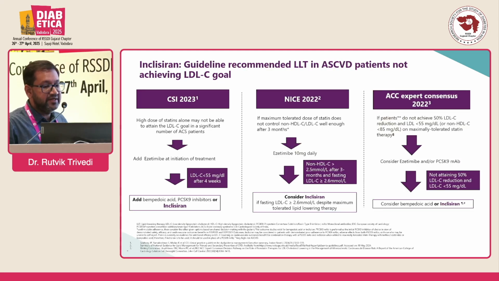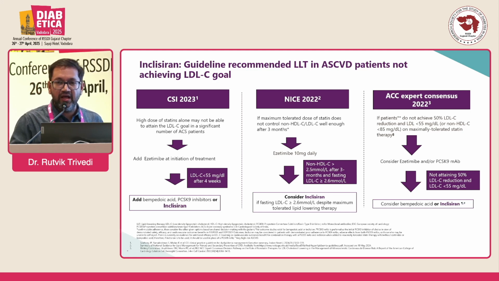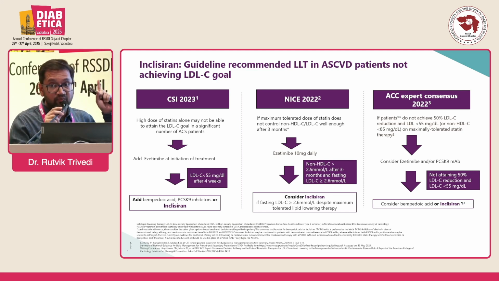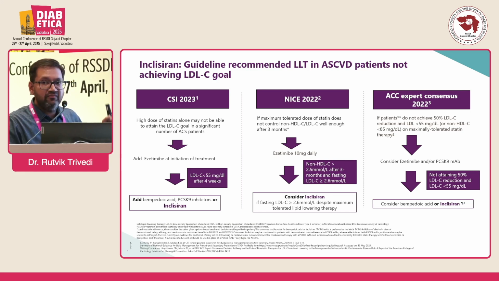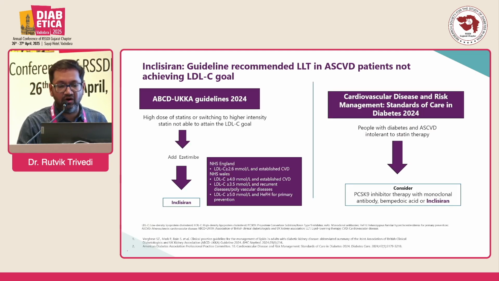Where inclisiran stands as far as the indications are concerned: there are various societies, we all know, and most of them have the same consensus that if at the end of 4 weeks your LDL targets are not achieved, inclisiran has now positioned itself in such a way that you can either add inclisiran, or a PCSK9 inhibitor, or try bempedoic acid. The problem with bempedoic acid is that it works in primary prevention. The last trial has shown that it works better in primary prevention, but not in secondary prevention. We don't have an answer for that. And once the LDL values are less than 70, the relative effect of bempedoic acid in reduction of baseline LDL slightly decreases. There, PCSK9 inhibitors and inclisiran remain the drug of choice.